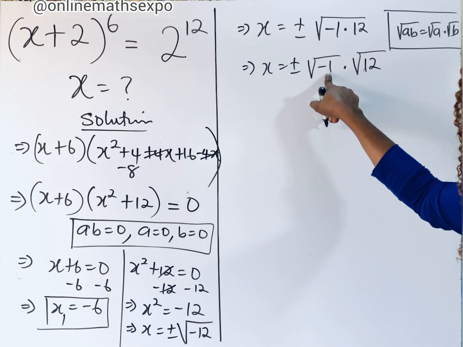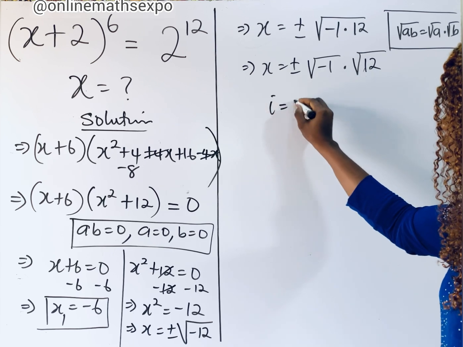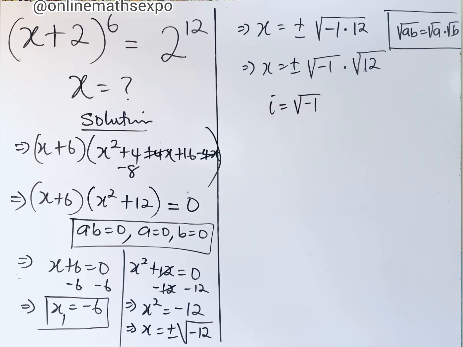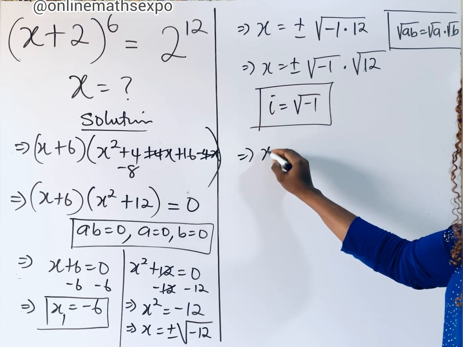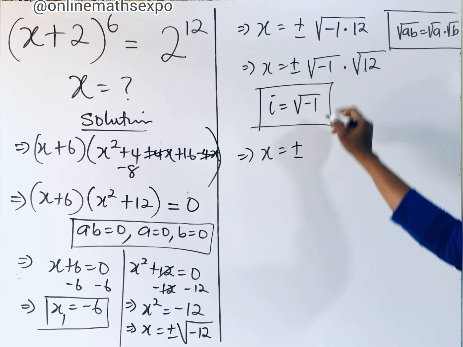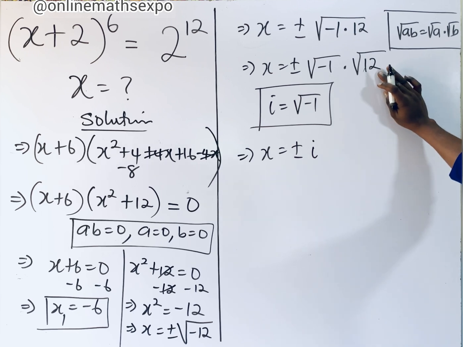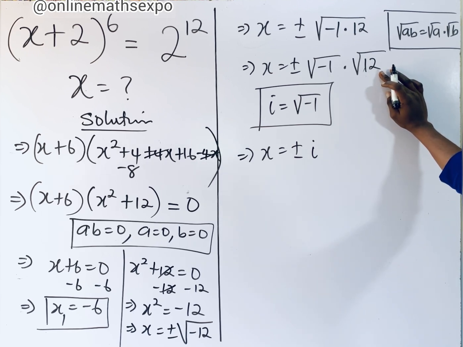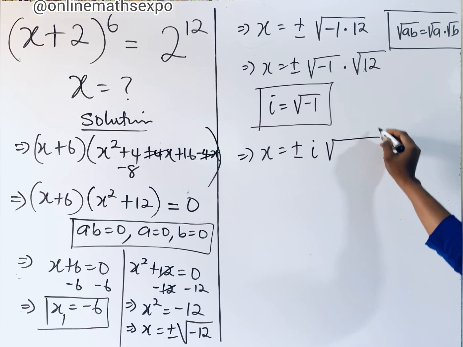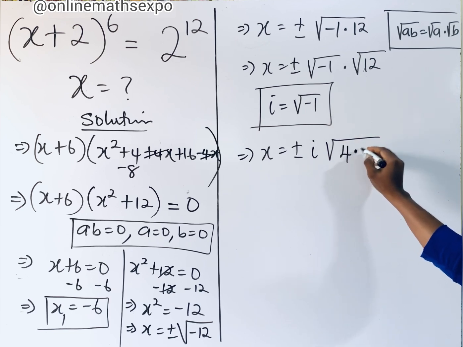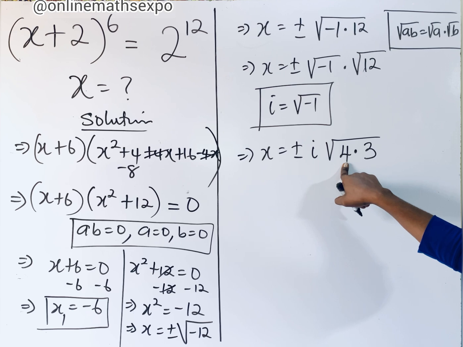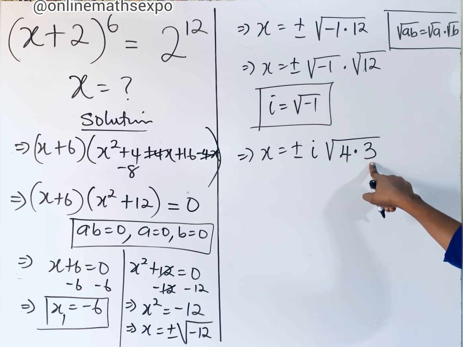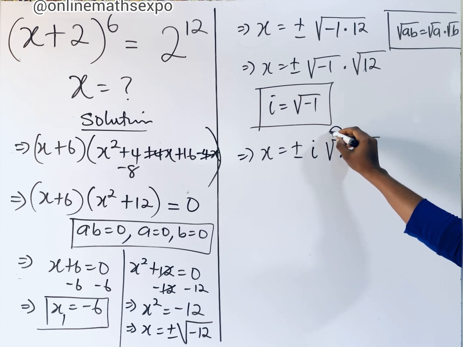Now i is always the square root of negative 1. Okay, so let's replace it here. In that case, we have x is equal to plus or minus i. Now this 12 has a perfect square in it. So in that case, we bring it out, and that is 4 multiplied by 3. You know that the square root of 4 gives you 2. And this 3 is not perfect, so it remains in the root. So 2 will be out.